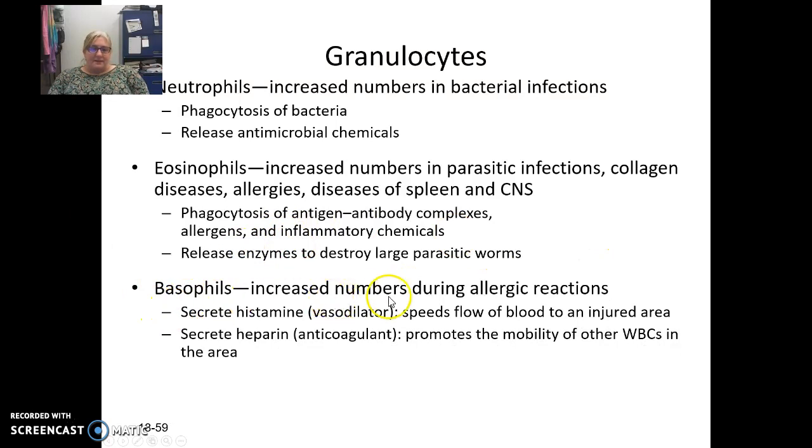And then basophils. These are our major responders to allergic reactions. They secrete two chemicals, histamine and heparin. Histamine is released in response to speeding up blood flow to an area, so it causes swelling. And heparin is an anticoagulant that helps allow blood to move at a faster rate.